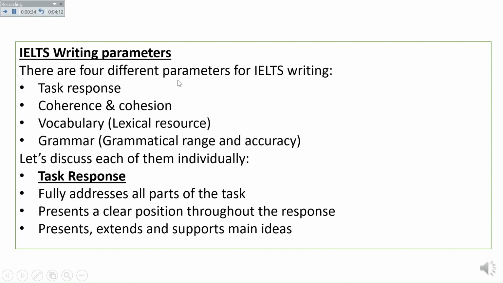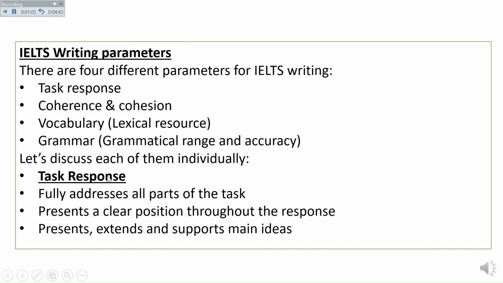When the IELTS examiner checks your essay, he or she will give you an individual band in each of these parameters. For example, you might get 7 in task response, 6 in coherence and cohesion, 7 in vocabulary, 8 in grammar, and then it is divided by 4. Writing task 1 is 35% of your overall writing band, and writing task 2 is 65% of your overall writing band.